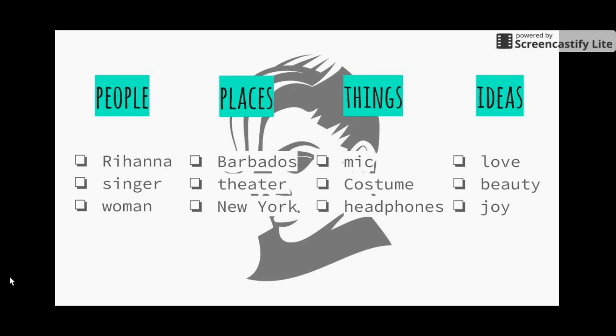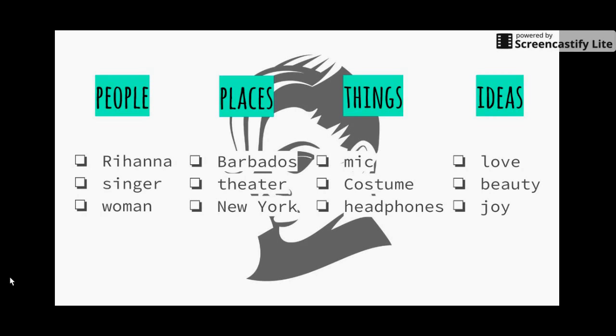So, like I said, nouns are people, places, things, and ideas. For people, you've got Rihanna. She's a singer. She's a woman. But those words are all nouns. It's a person, a singer, a woman. And then there's places: Barbados, where my friend Robin is from, a theater where she might perform a concert, New York, where she likely spends a lot of her time. Nouns are also things like a microphone or a mic, a costume, or headphones. Nouns can also be ideas like love, beauty, and joy.